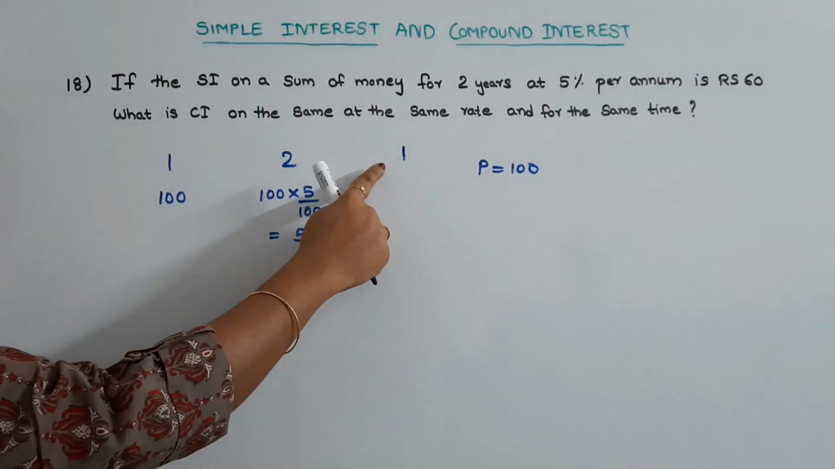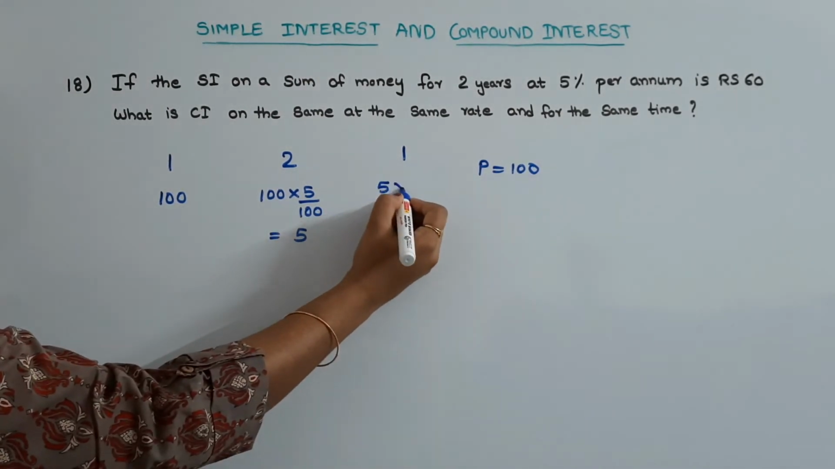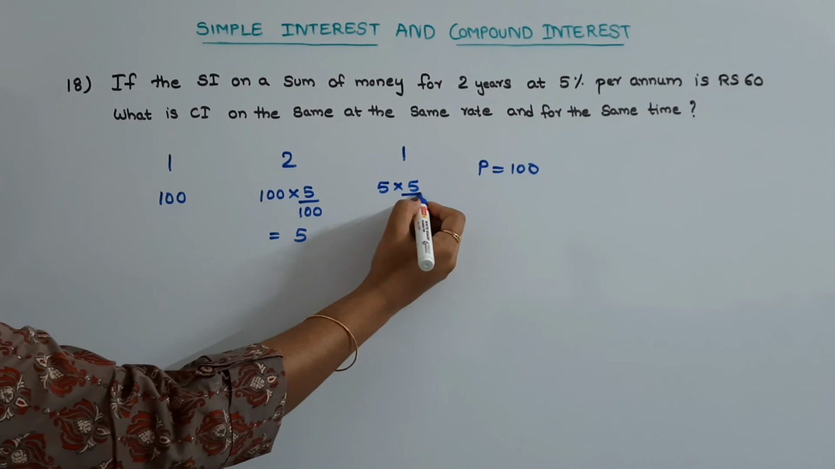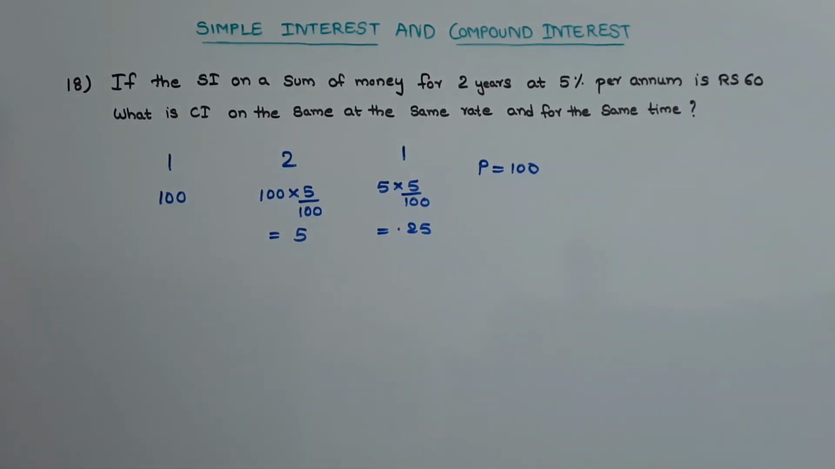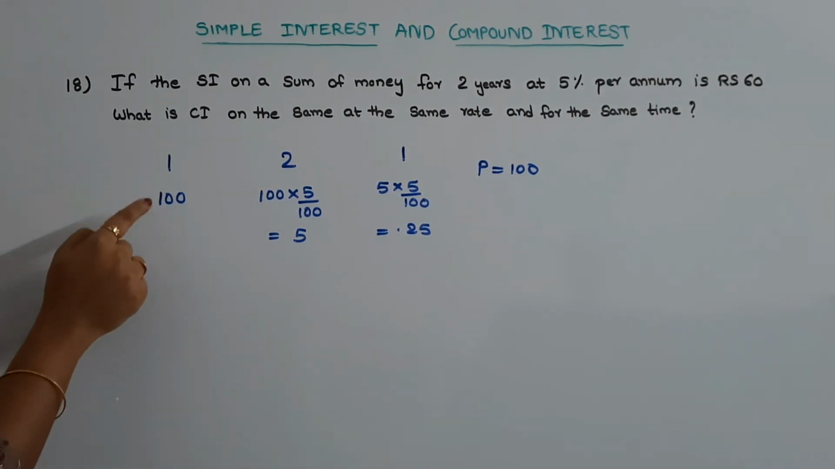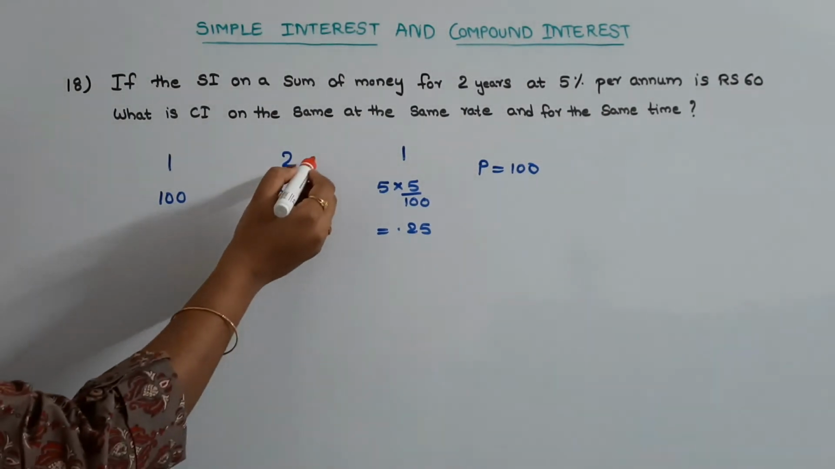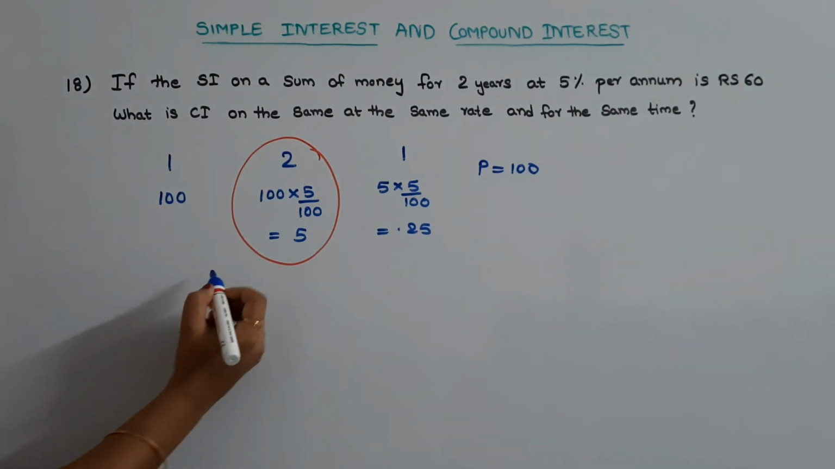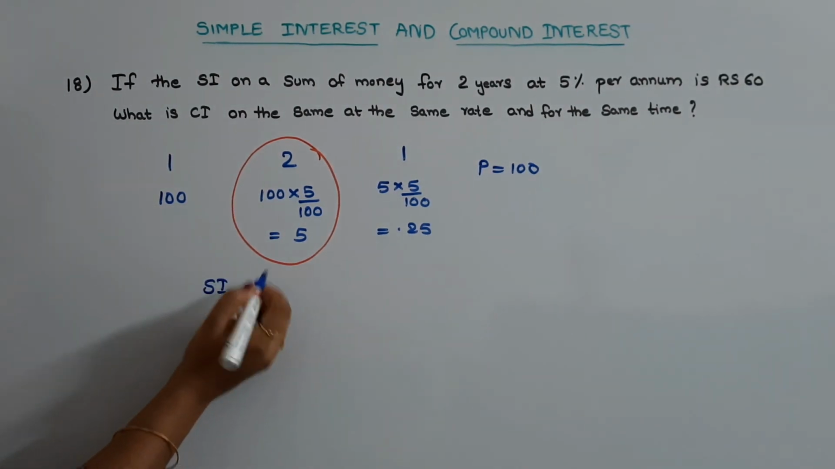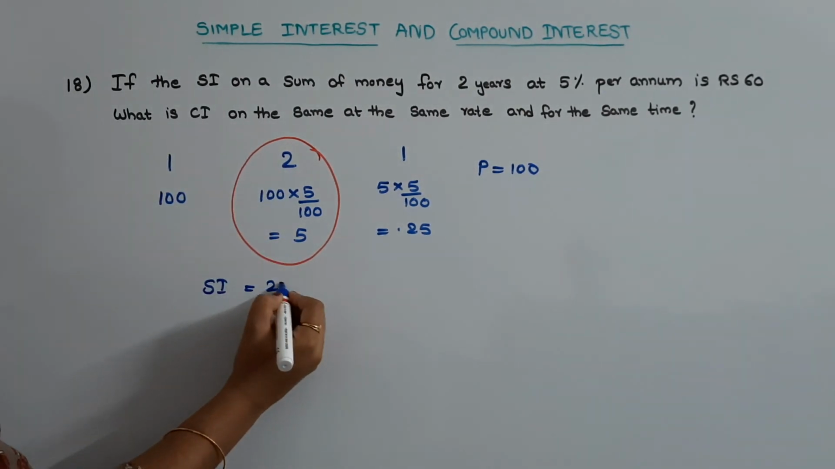Now what we need to write below this? This 5 into r by 100. So 5 into 5 by 100 is equal to 0.25. Now what is the simple interest when we are using the principal 100? I told this part is for simple interest. So what is the simple interest? Simple interest for 2 years is 2 into 5, that is 10.